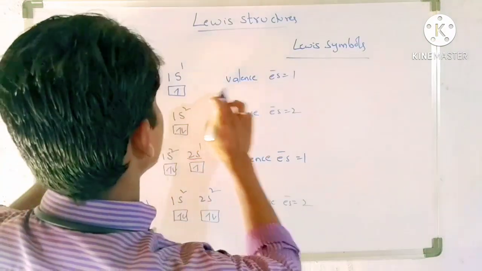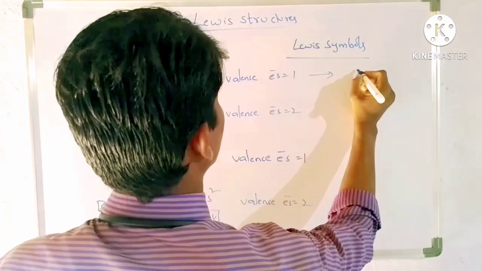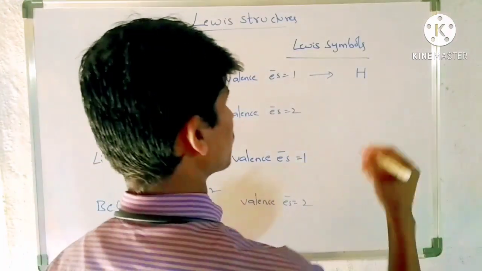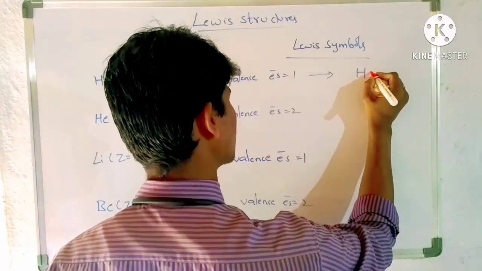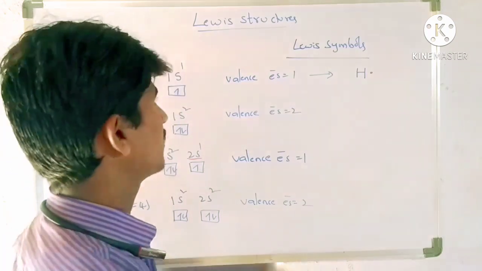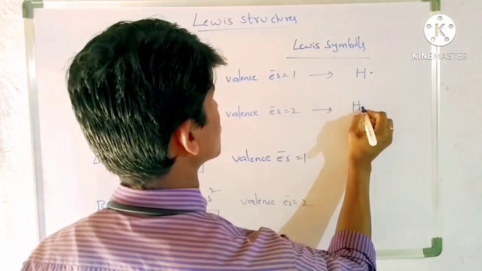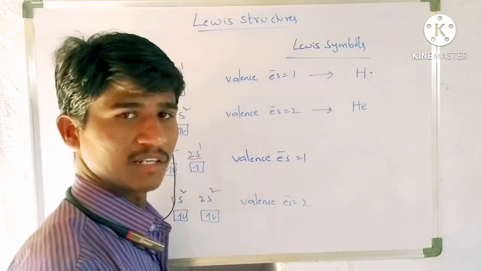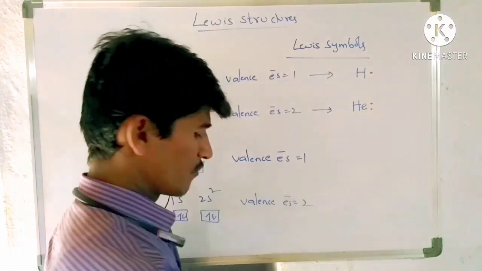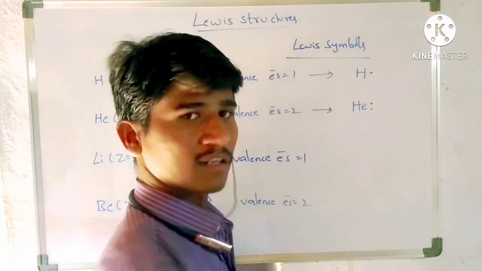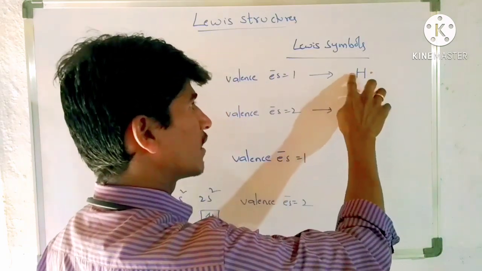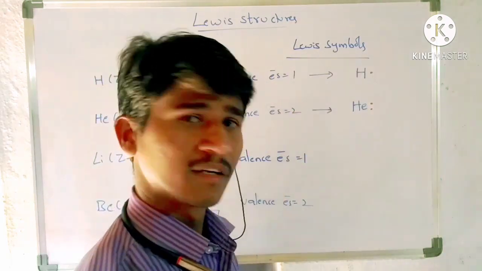Now what is the Lewis symbol for hydrogen? The Lewis symbol for hydrogen is H. It has how many electrons? 1 valence electron, which we have to represent either as a dot or a cross. Now this is the Lewis symbol of hydrogen. Now what is the Lewis symbol of helium? It has 2 electrons, which are paired only. They do not get involved in bond formation. So we write these 2 electrons as dots or crosses, whatever it may be, and we may represent them at any direction.